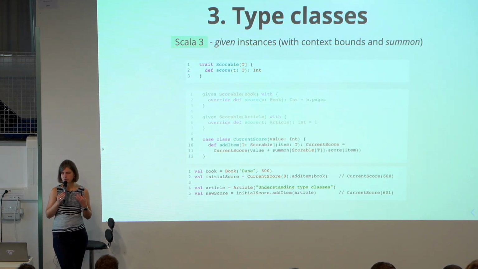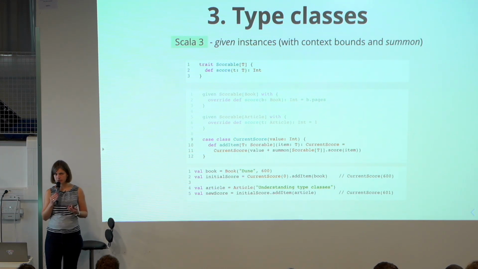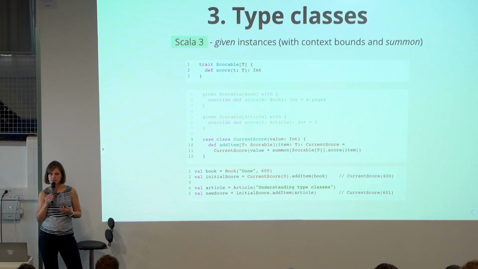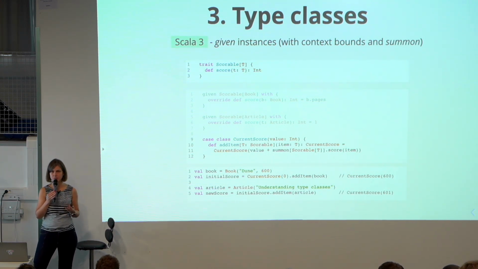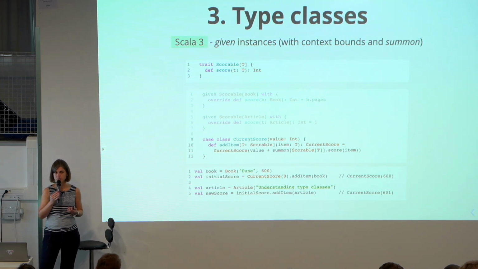And where we use it, again, we have context bounds, so that doesn't change. We are adding any item which has the scorable behavior. And then instead of the implicitly keyword, we now have a new summon keyword. So even for such a small thing, this has changed. The implicitly keyword doesn't exist either. So we have this summon keyword. So we tell the compiler to summon the correct implementation of the behavior that we want to use.